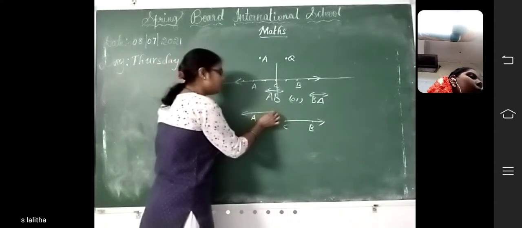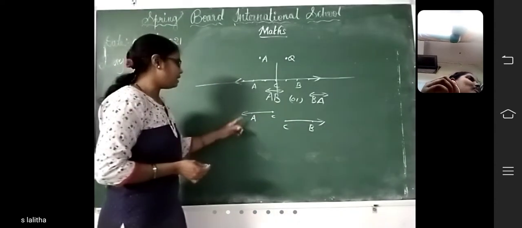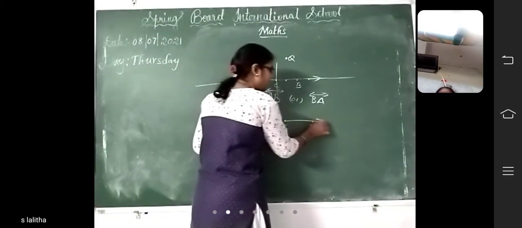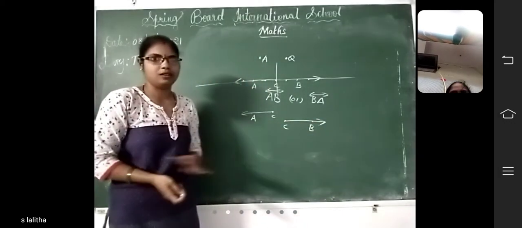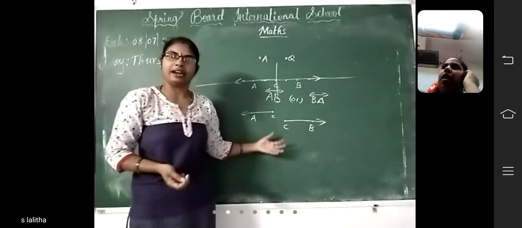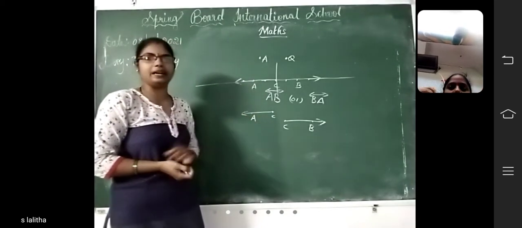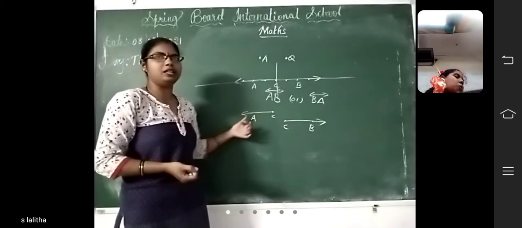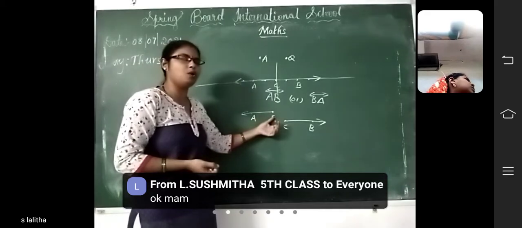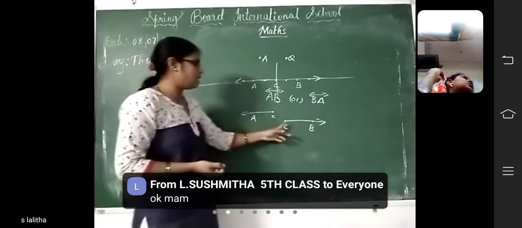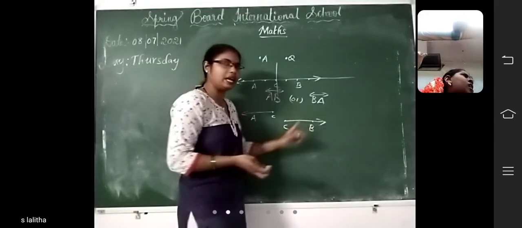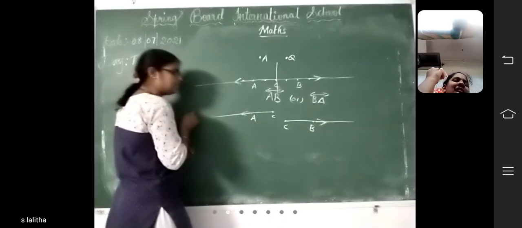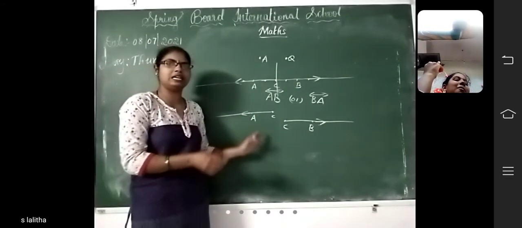So what do you observe here? Here is a starting point and there is no ending point. Here it is an arrow. Here also it is a starting point, and at the other end it has an arrow. There is no end. So what do you call this one? Ray. Ray is a part of a line and it has a starting point but no ending point. You can extend this side. Where the arrow mark is there, you can extend that side only.